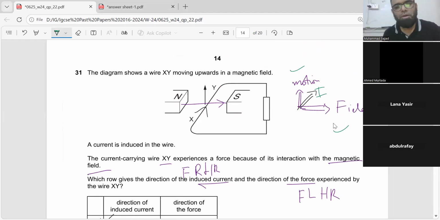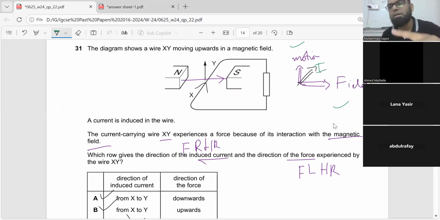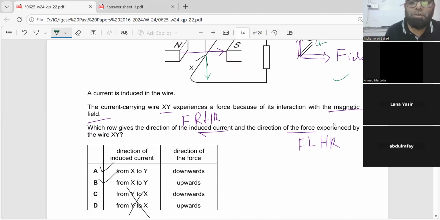First thing done. Now we need to know the direction of the force. Motor force, so now left hand rule. Father, mother, child. See the field finger, north to south. Current is from X to Y. So when I make the current X to Y, the thumb is coming down. It is easy to show it on screen, but it will be very easy when you do it on paper. Direction right now is up, then it will become downwards. So answer is A.